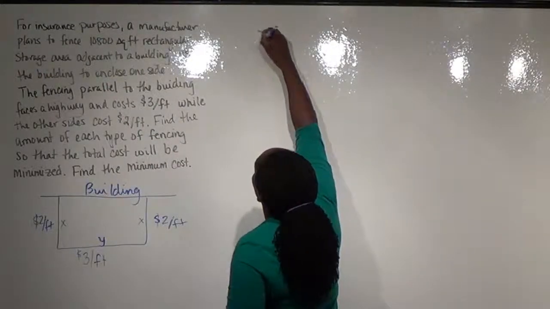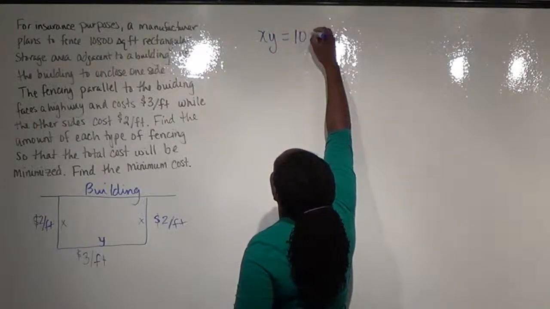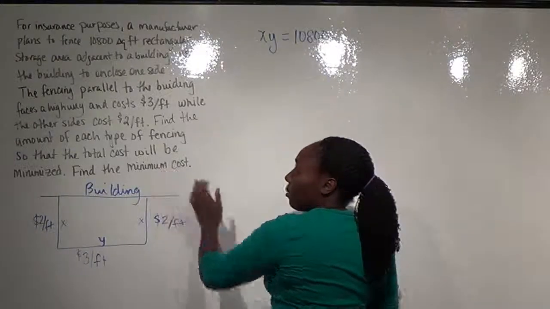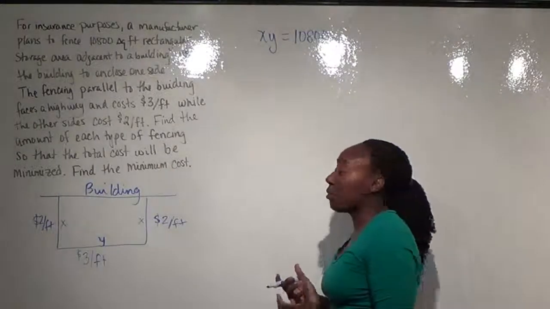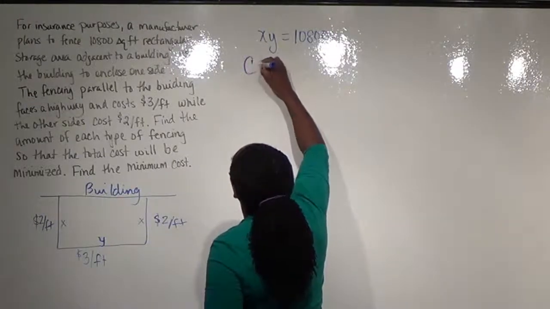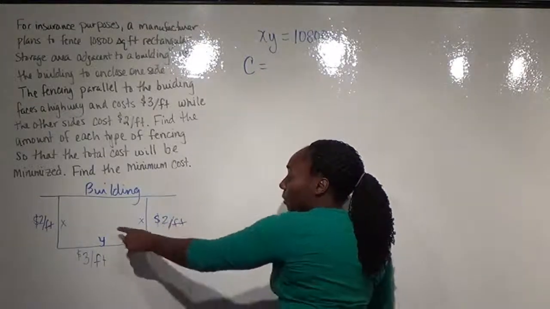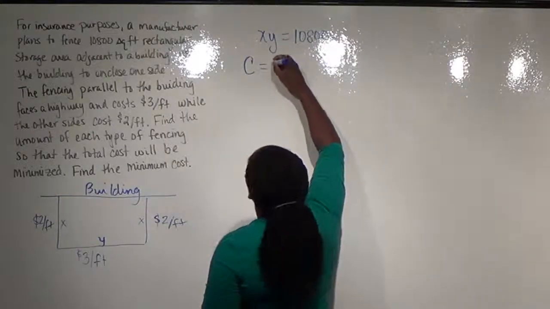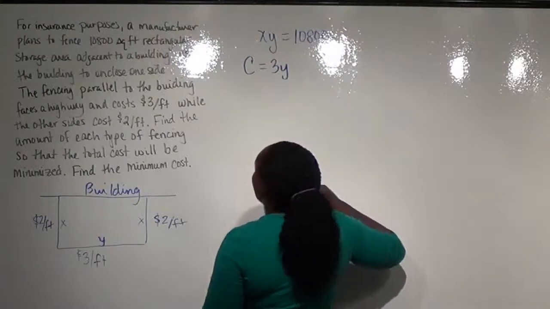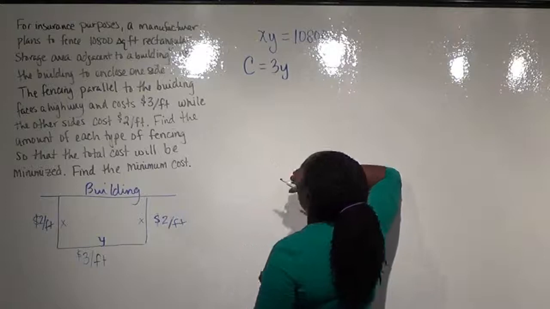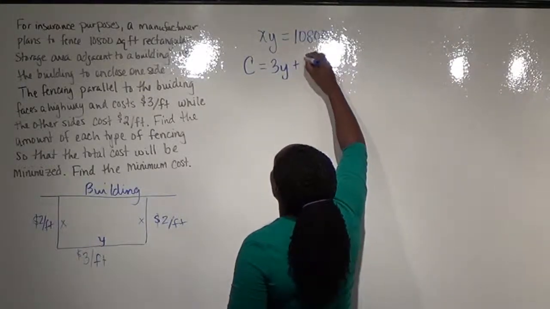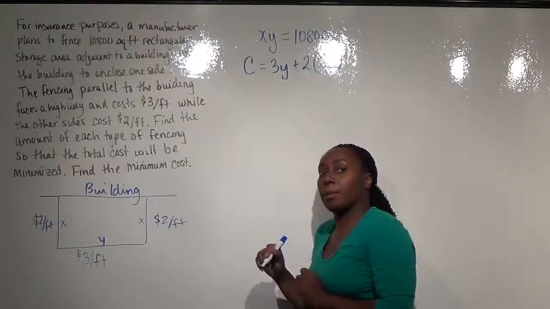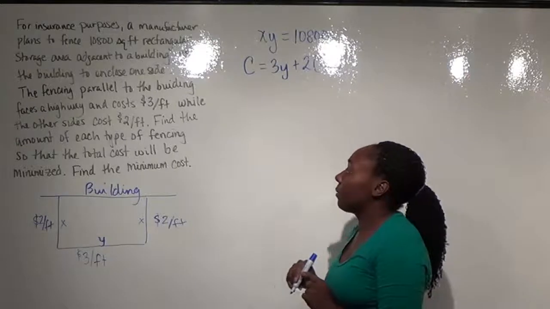So we know that X times Y has to equal 10,800, and we are trying to minimize the cost, which means I need a cost function in order to take my derivative. My cost function is basically going to come from the side length times the amount per side length. So we're going to have 3 of the side Y, so $3 for each square foot for the longer side, plus 2 of the $2 per square foot for the shorter sides. Okay, there would be our costs.